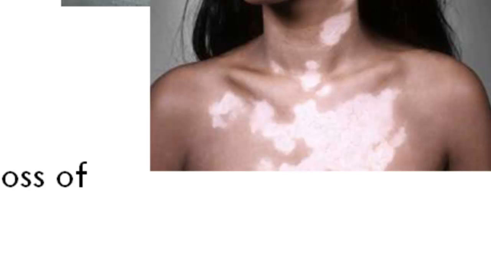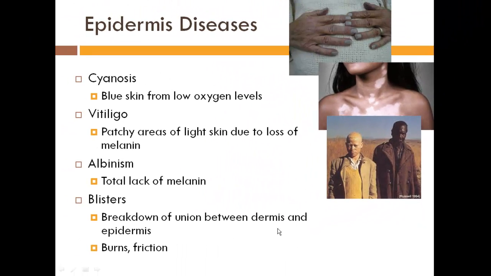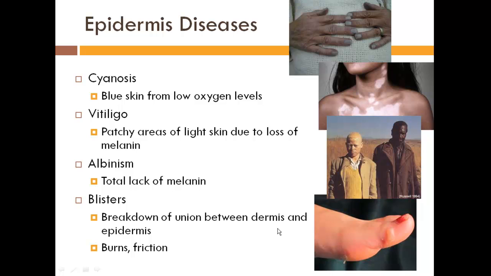On the other hand, we can go to the extreme, which is albinism. And this is when your melanocytes don't produce any melanin. And this happens in all species. You can see an albino deer or an albino squirrel. And the last one is actually the difference between the dermis and the epidermis, and those are blisters. Due to burns or friction, the separation can become magnified between the dermis and the epidermis. And we've all had those.